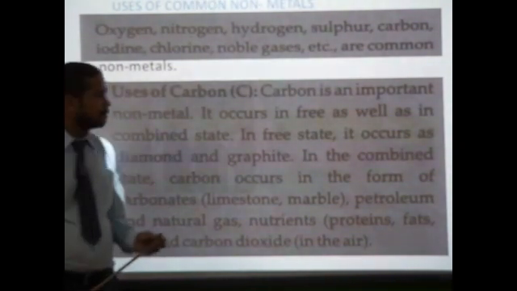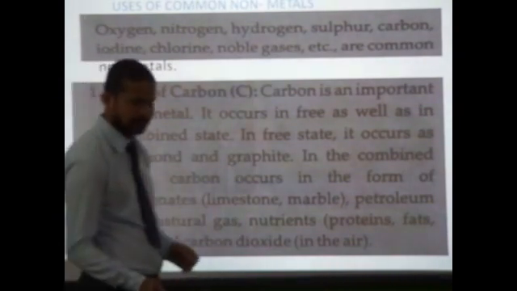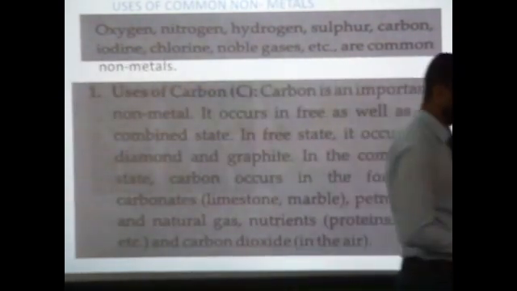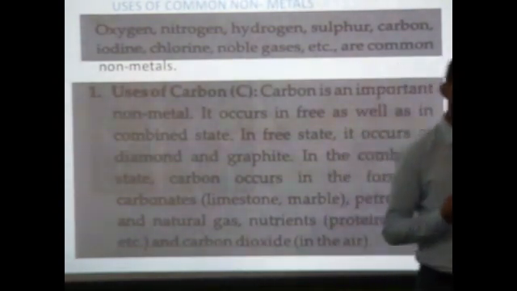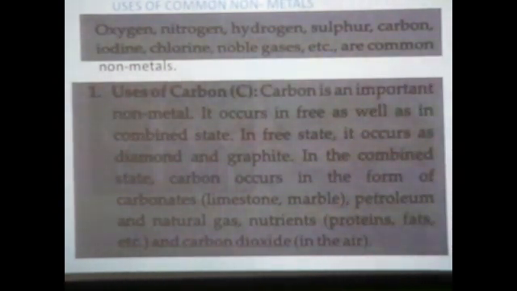So in free state, that means carbon we can get in the form of carbon itself. So in its free state, carbon occurs as diamond and graphite. So diamond is pure carbon. And graphite is also pure carbon. Diamond you are very much familiar with, and this graphite is present in your pencil in the form of pencil lead. So pencil lead is made up of graphite.